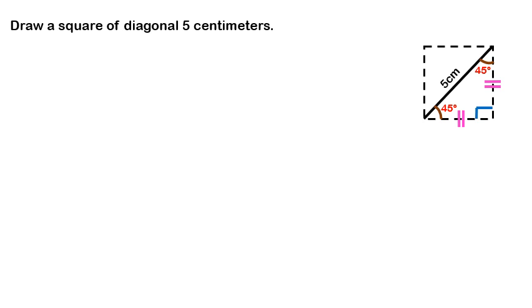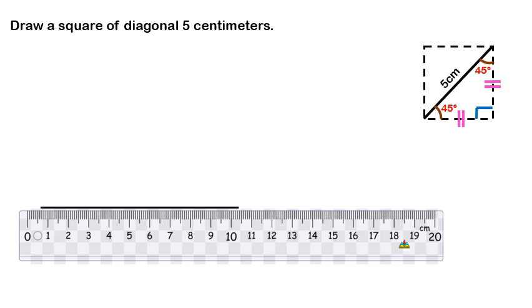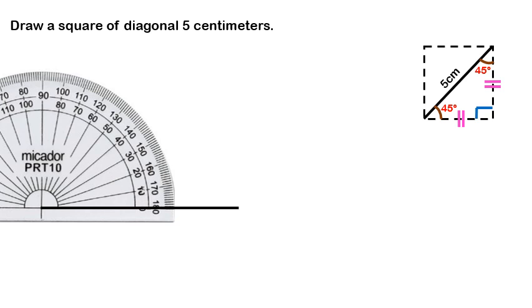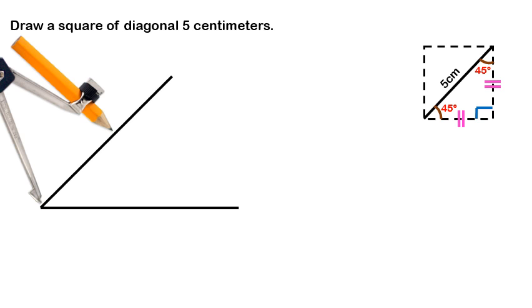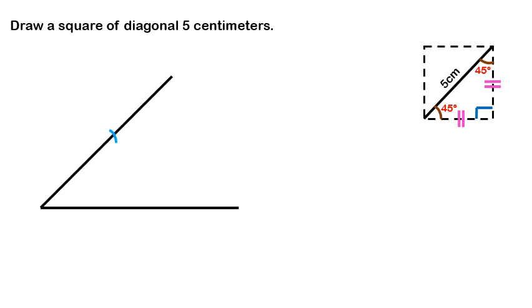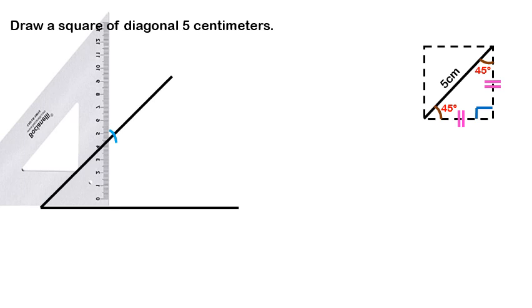Now start drawing. First draw a horizontal line with any measure, because the length of its sides is not mentioned in the question. Then use a protractor and mark a 45 degree angle. Then take a compass and adjust its width to 5 cm. Then mark 5 cm on the slanted line. Then draw a perpendicular line from this point to the bottom line. Either use a protractor or a set square.